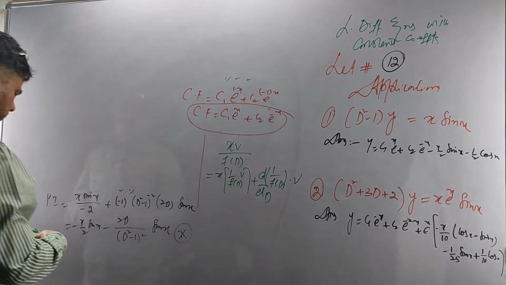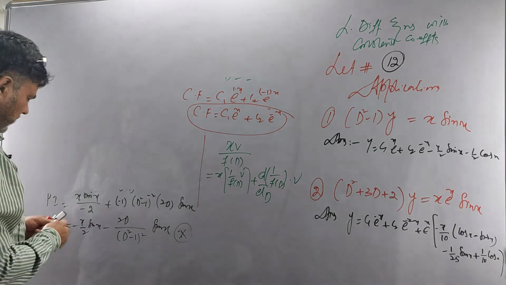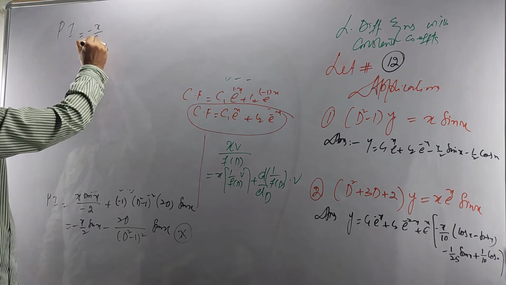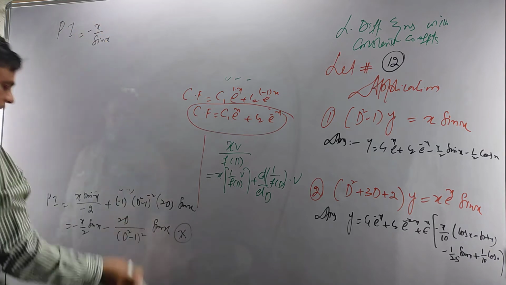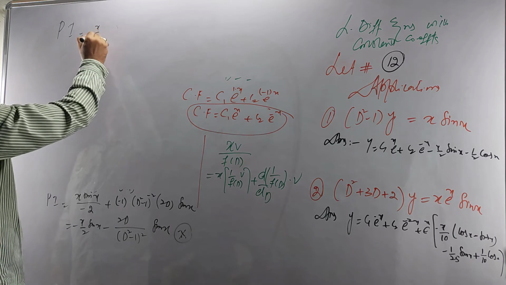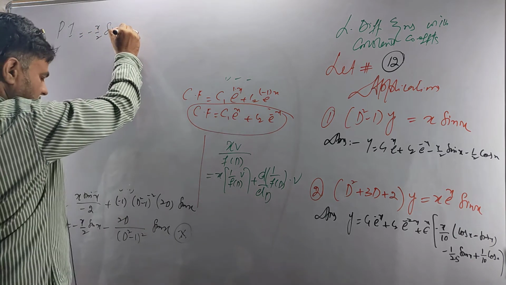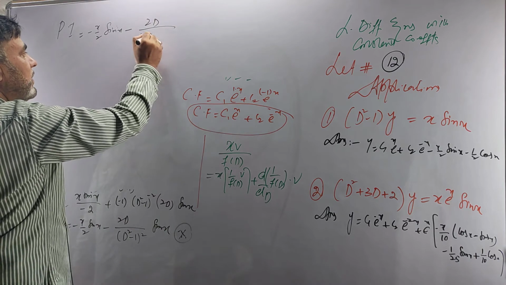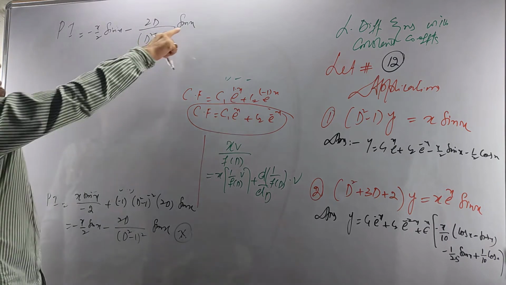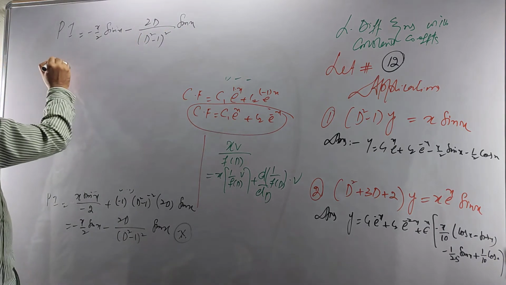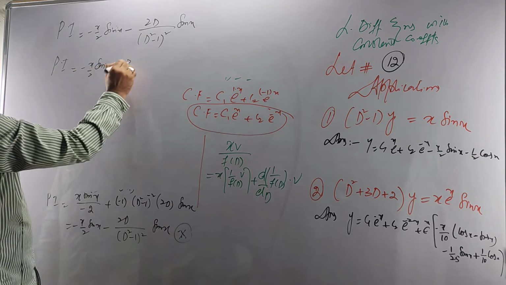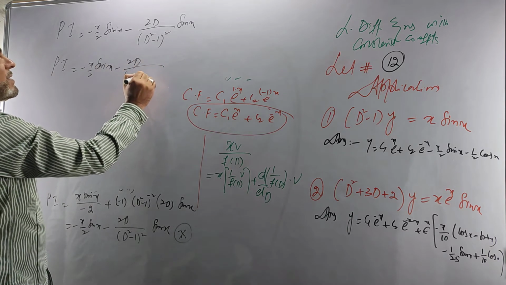Well, this is your particular integral. Your particular integral comes out to be minus x by 2 sin x, then minus 2D by D square minus 1 square sin x. Now this D square is replaced by the coefficient of x, minus 1 square, by the previous formula, previous rules: minus x by 2 sin x minus 2D by minus 1 square minus 1 whole square.